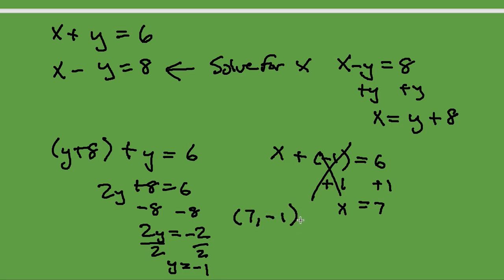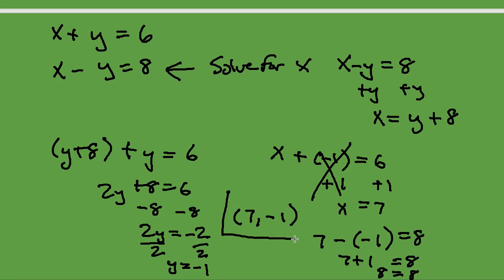Now I'm going to use the other equation that I didn't use to check the solution. I'm going to use this one right here, and put my numbers in. So we have 7 minus, and then y is negative 1, equals 8. This is a double negative, so you get 7 plus 1 equals 8, and you get 8 equals 8. And you have an identity, which is what you want. We have solved the system.